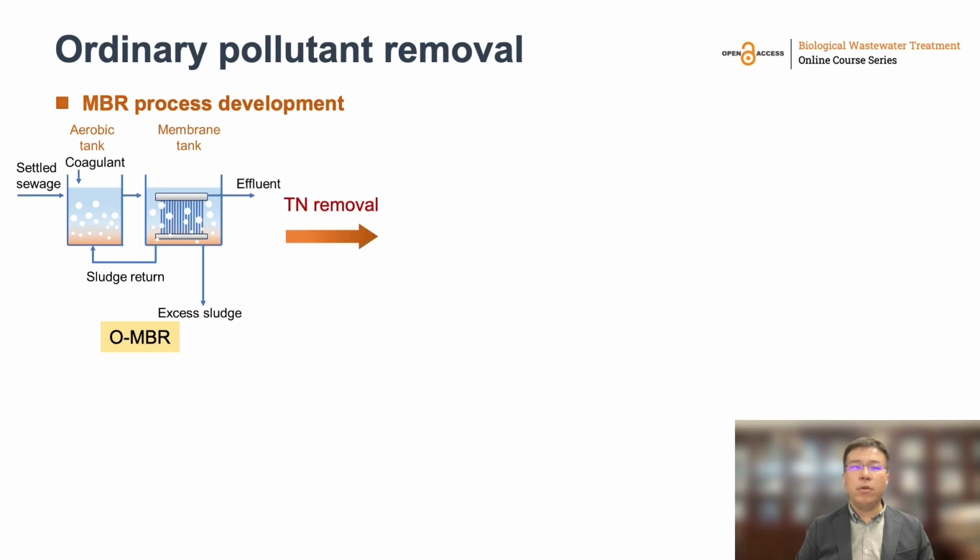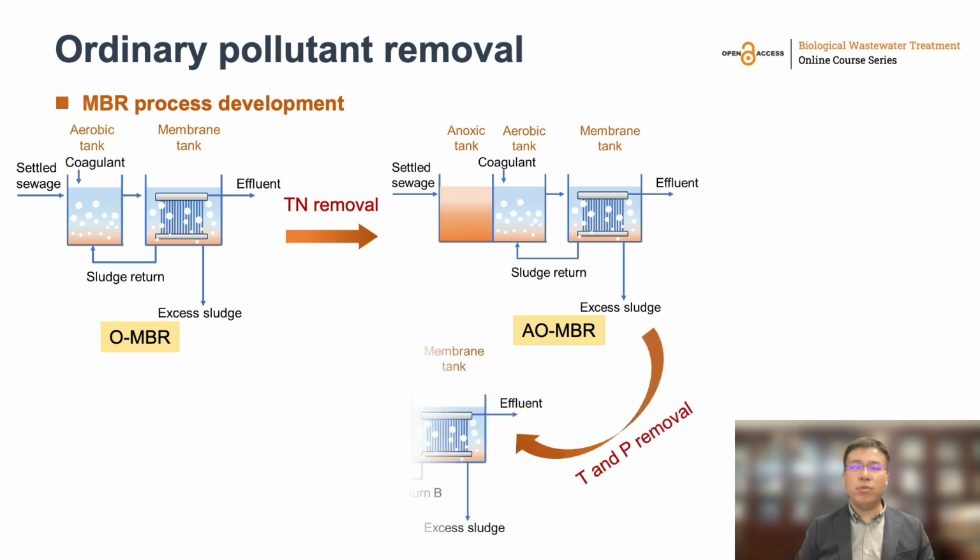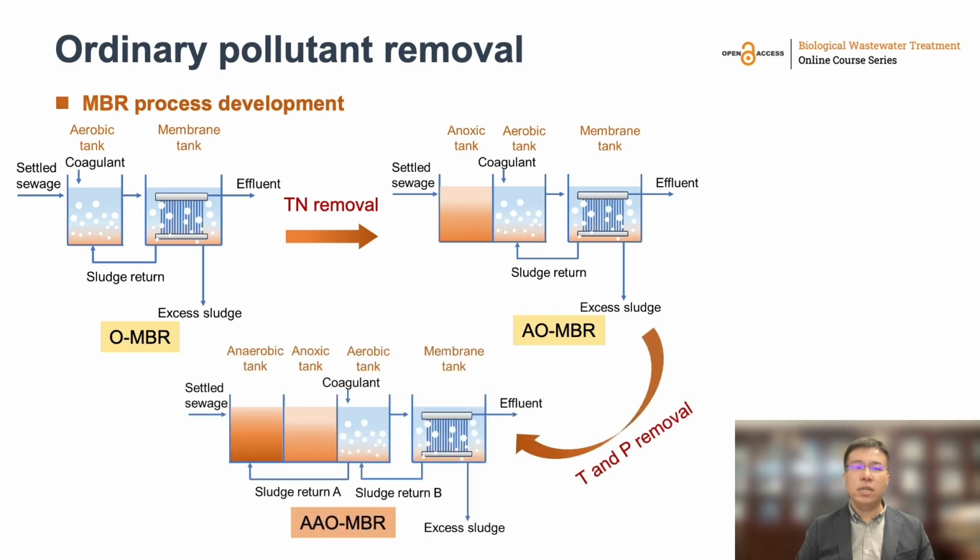OMBR. For the total nitrogen removal, denitrification is required, and therefore, an anoxic zone should be added before or after the aerobic tank. That forms an anoxic aerobic MBR process, which can be named as AOMBR. For simultaneous removal of the nitrogen and phosphorus nutrients using a biological method, an anaerobic zone is further added to trigger the microbial phosphorus release and uptake mechanism, and forms an anaerobic, anoxic, aerobic MBR process, which can be named as AAO-MBR.